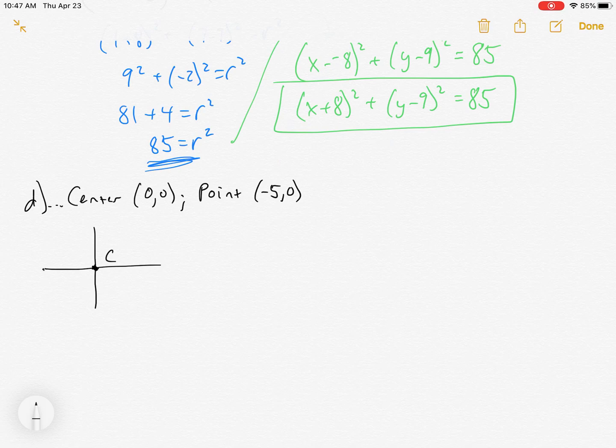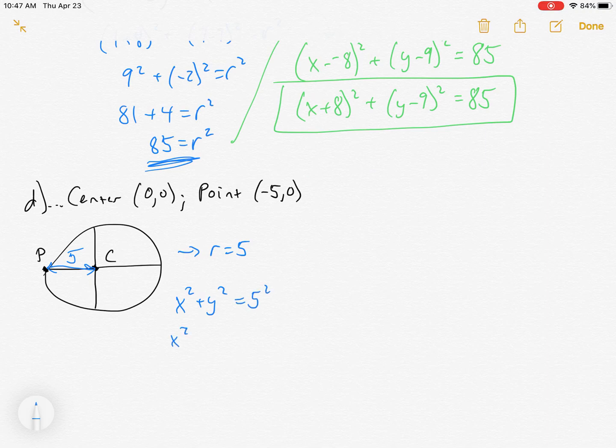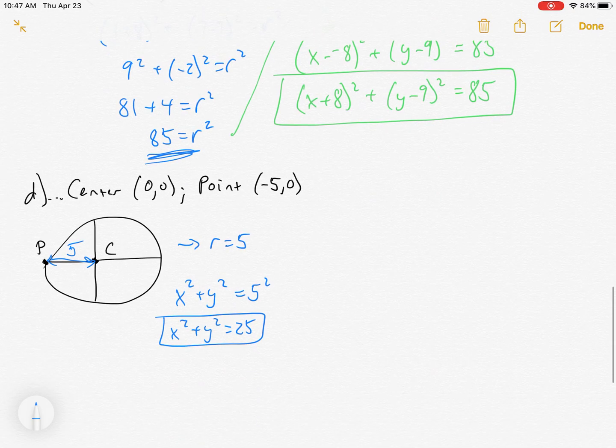This one, you think, oh no, that was so much work before. Can you tell what the radius would be? Because there are so many zeros here. You don't need to sketch these, but I'm just going to do it to make it clear. There's the center. There's the point. What's the radius? Radius is that distance. That's 5. I mean, how many steps does it take to get from 0, 0 to -5, 0? That's 5. So on this one, you could just say x squared plus y squared, because the center is 0, 0, equals 5 squared, or x squared plus y squared equals 25.